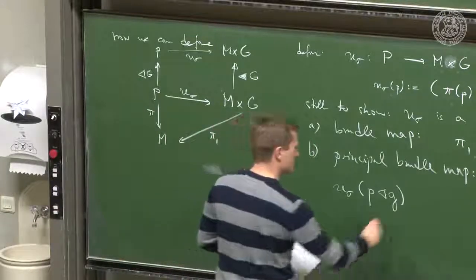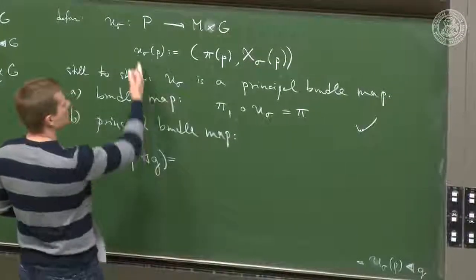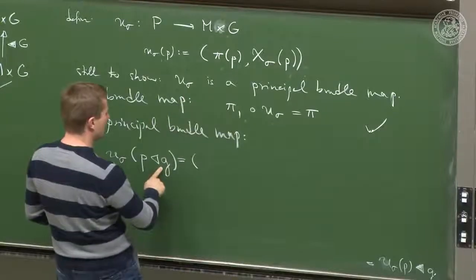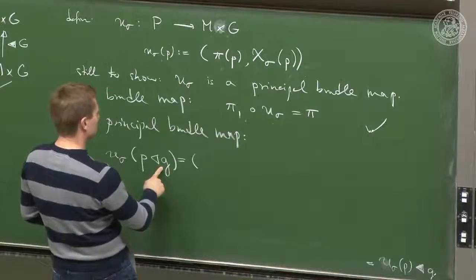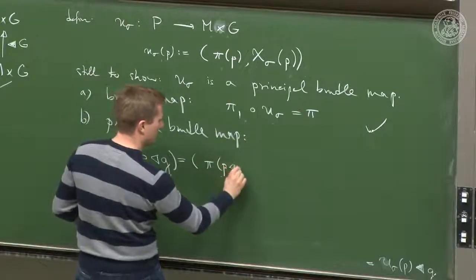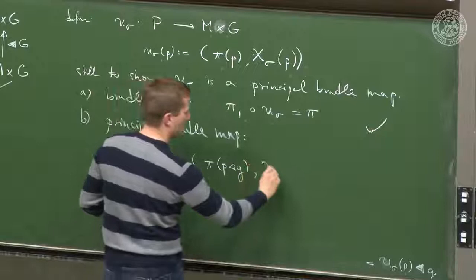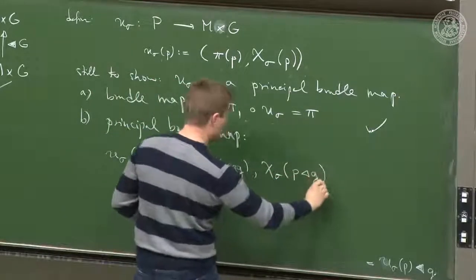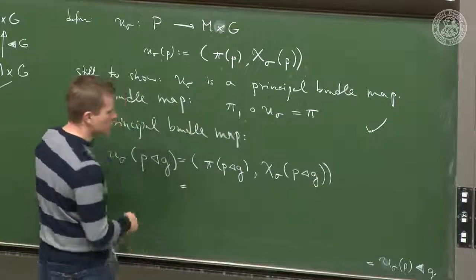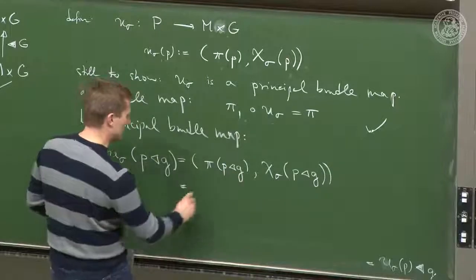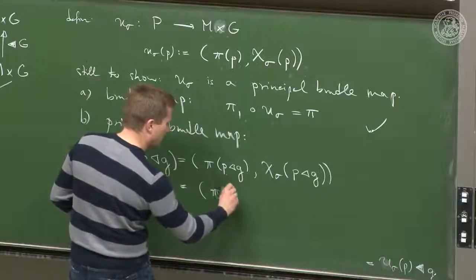So we have this, and so that means we simply calculate this. And so what is this? Well, by definition, U sigma of P acted upon by G is pi of P acted upon by G, comma, x sigma of P acted upon by G. This equals, here we stay in the same fiber because we have a free action and principal bundle, da da da. This is a pi of P.